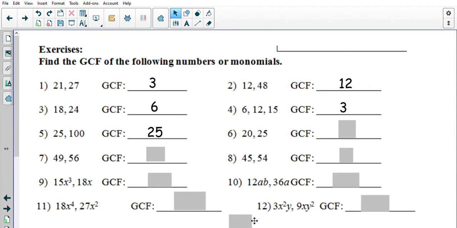What about 20 and 25? 20 and 25 both divide by 5. That is my greatest common factor. Next one, 49 and 56. Both divide by 7, so 7 is going to be my greatest common factor. Number 8, we have 45 and 54. What do they both divide by? Well, they both divide by 9.